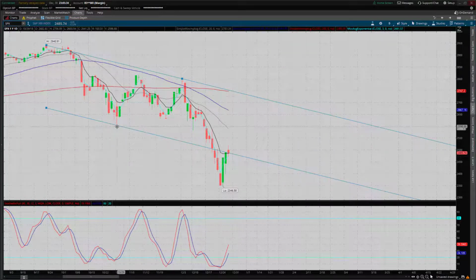Connecting the wave 1 extreme with the wave 2 termination point, in parallel off of the wave 1 origin. And you see we broke down nicely out of that. And then we've only come up now just to find resistance, it seems, at the bottom of the channel that was formerly support. So there's that.